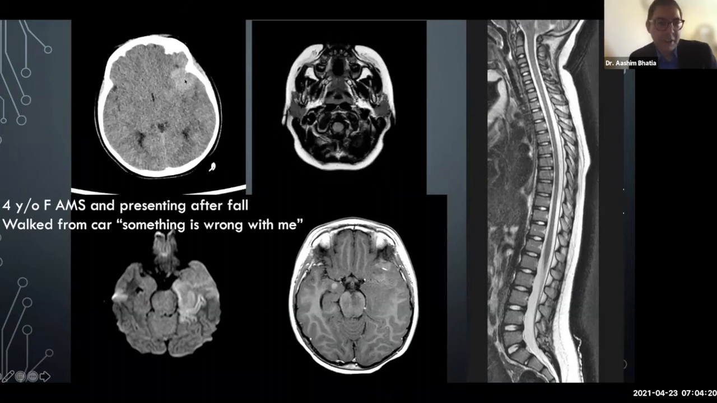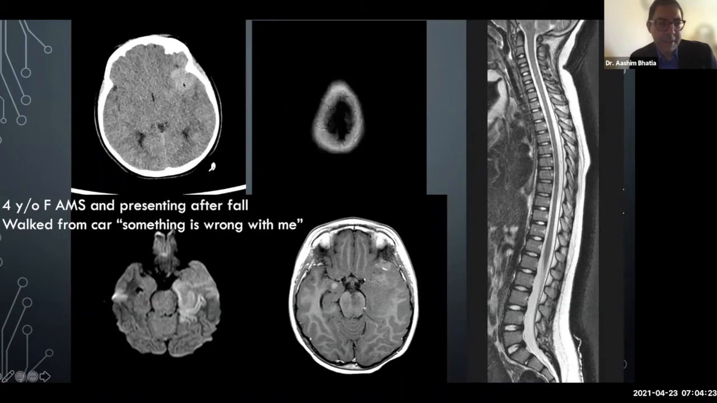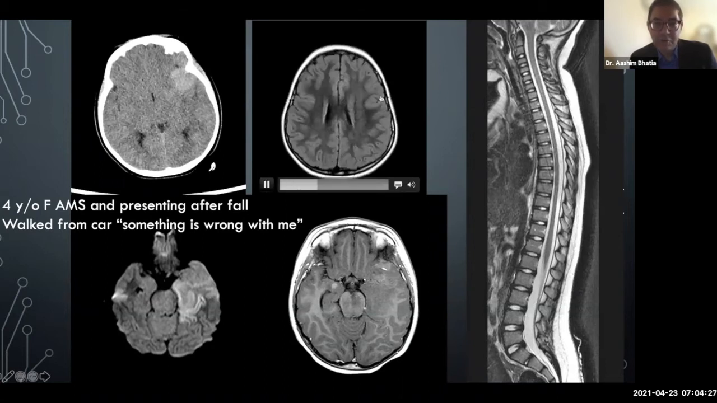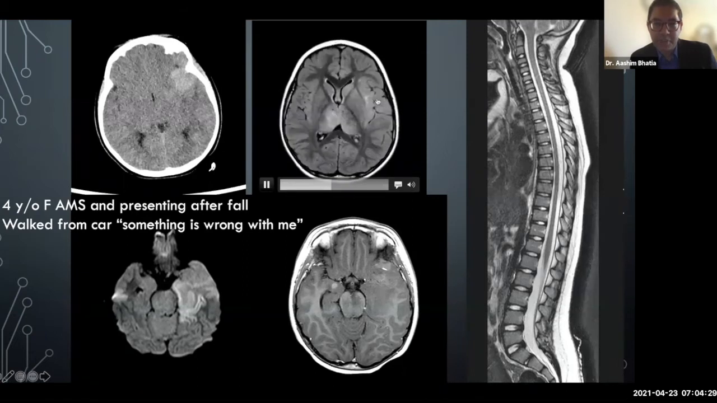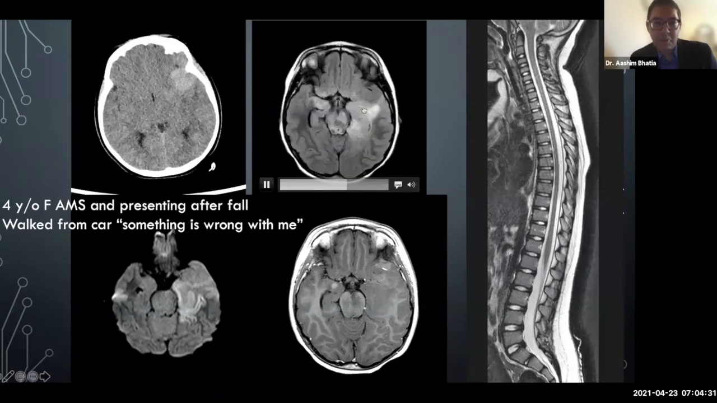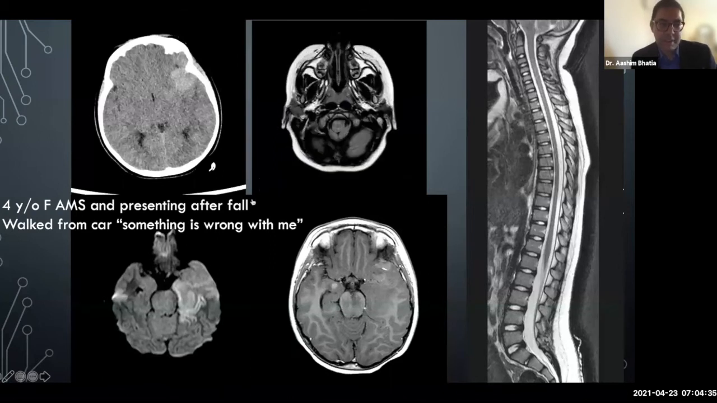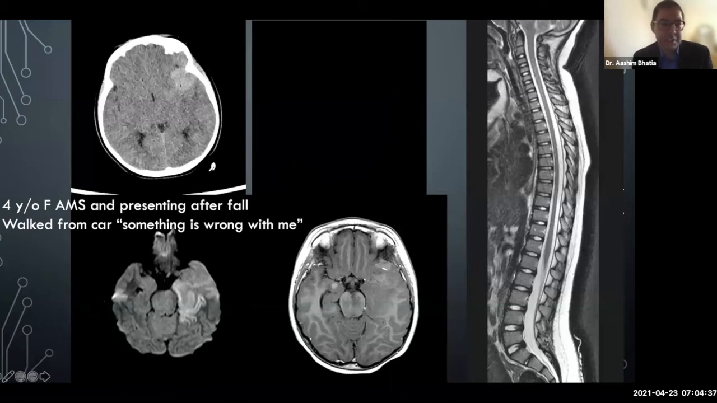Over here on the non-contrast CT, there's a hyperdense mass. And here's a FLAIR sequence scrolling through. You'll see multiple FLAIR lesions throughout. Here's FLAIR hyperintensity in the left temporal lobe, there's brainstem involvement, and there's thalamic involvement. There's a lot of signal abnormality going on in addition to this dominant mass.